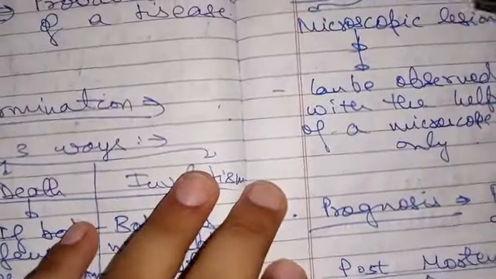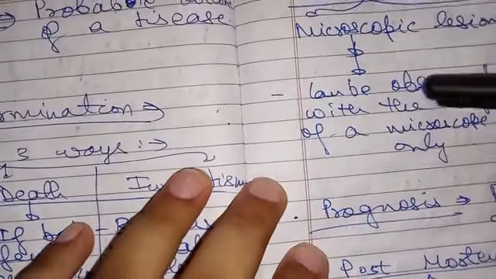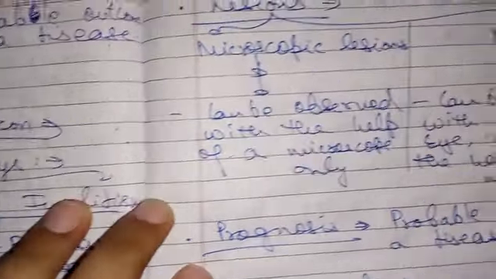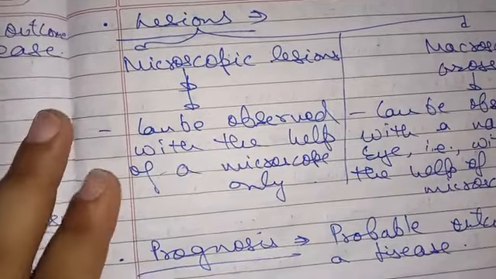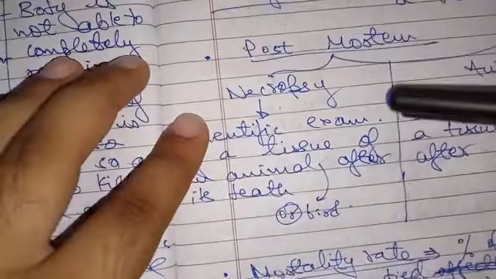Okay. Now lesion: microscopic, which can be observed only with the help of a microscope, and macroscopic, which can be observed without the help of a microscope, that is, with the naked eye. Okay. This I discussed. Postmortem.